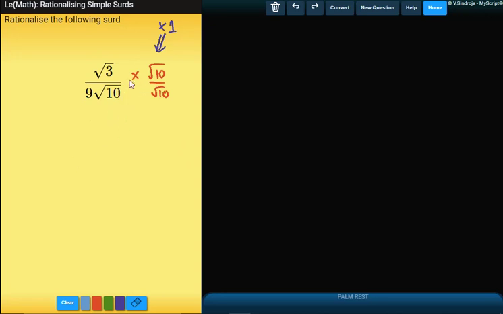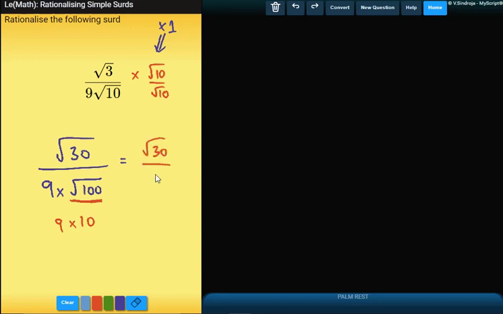So how do you multiply fractions? Well, you multiply the tops and you multiply the bottoms. On the top, I've got root 3 times root 10, and that is root 30. And on the bottom, I'm going to have 9 times root 10 times root 10, and that'll be root 100. But what is root 100? Well, root 100 is 10, and if I multiply that by the 9, I get 90, so I get root 30 over 90.